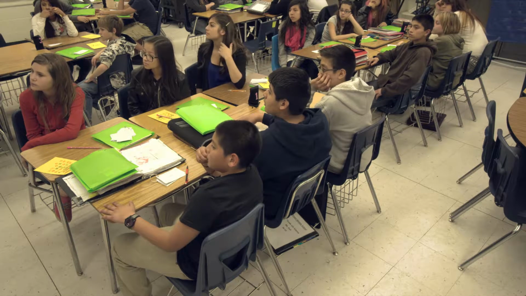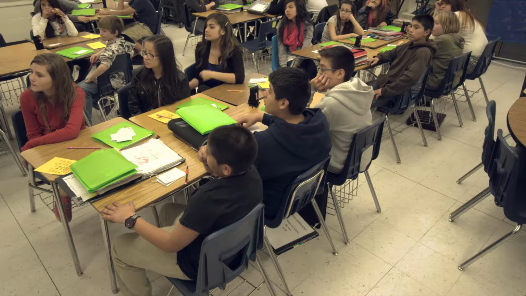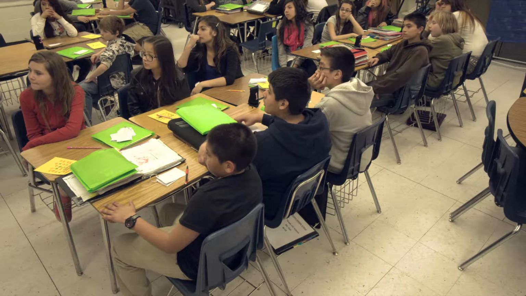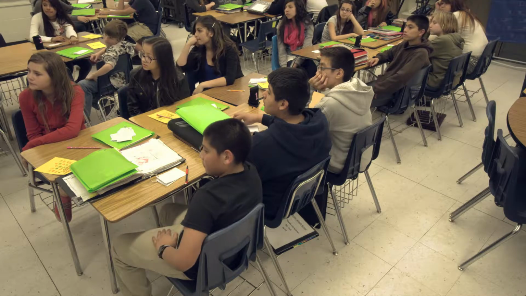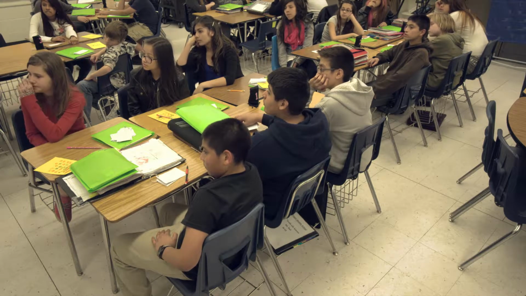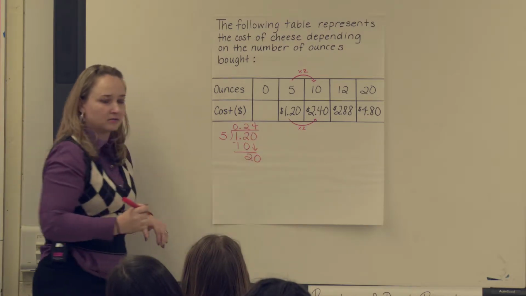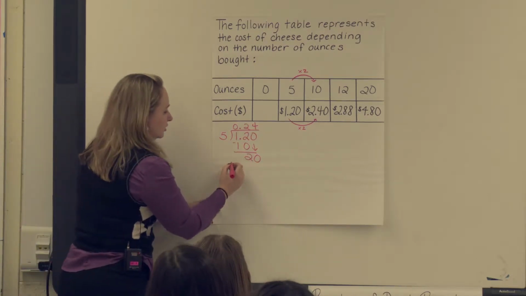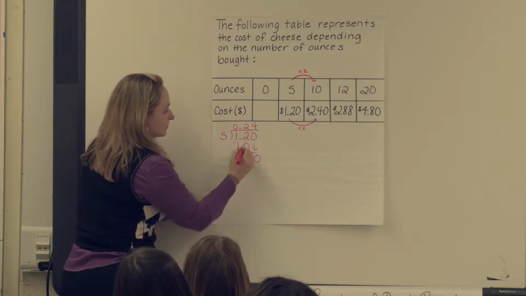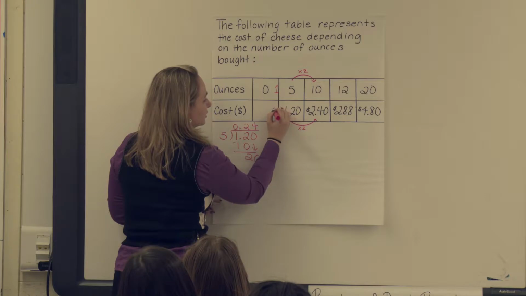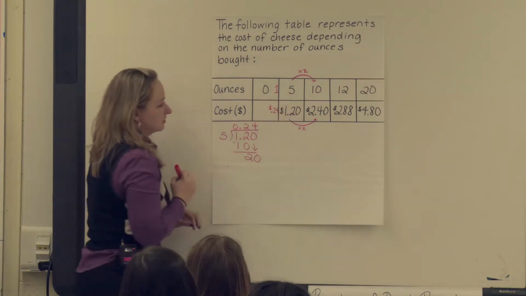Well, does 5 go into 1? No. Does 5 go into 12? Yeah. How many times? 2 times. Then I get 10. 4. So what's the cost per ounce? 24 cents. Okay, so I can say that 1 ounce, I'm going to squeeze it in here, is 0.24, right? 24 cents.